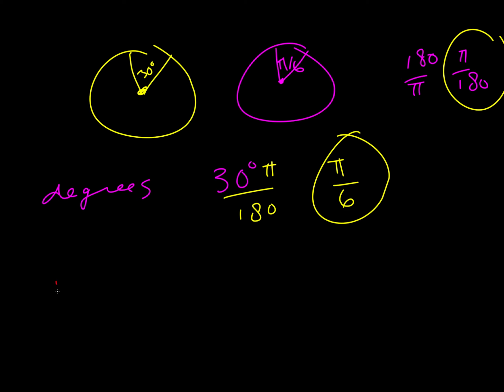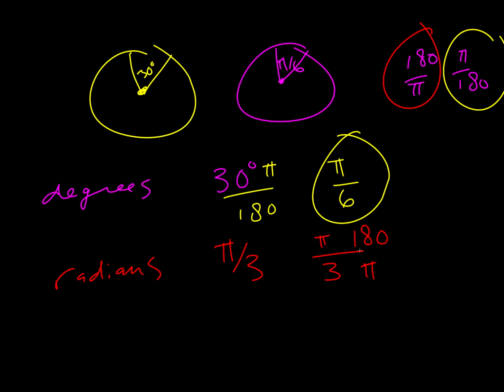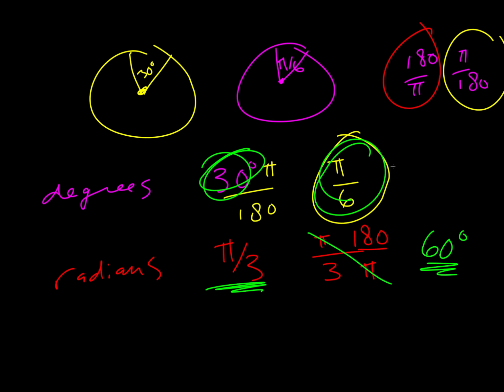Now, if we start with radians, so maybe we start with pi thirds, we want to use the other ratio because this time we want to cancel pi. So we're going to write pi over 3, then 180 over pi. And we cancel the pi's. 180 divided by 3 is 60. And so that means pi thirds is the same thing as 60 degrees, just like 30 degrees is the same thing as pi over 6.